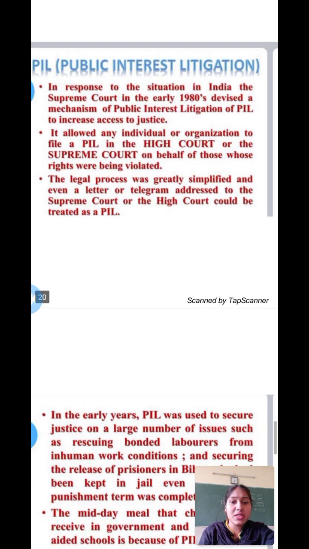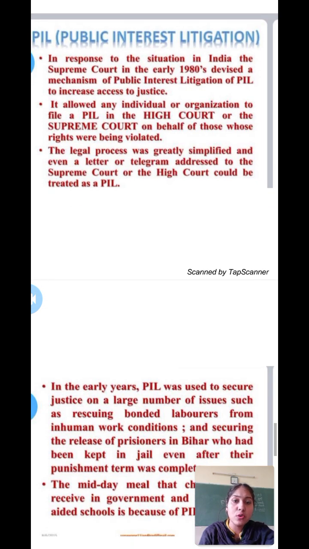It allowed any individual or organization to file a public interest litigation in the High Court or the Supreme Court on behalf of those whose rights were being violated. A case can now be filed on behalf of people whose interests or rights were being violated. The legal process was greatly simplified, and even a letter or telegram addressed to the Supreme Court or High Court could be treated as a petition. If you cannot approach the court, you can simply write a letter or telegram, and it would be treated as a public interest litigation.